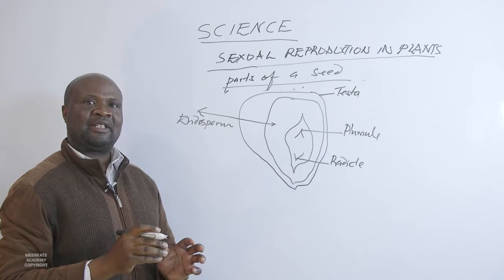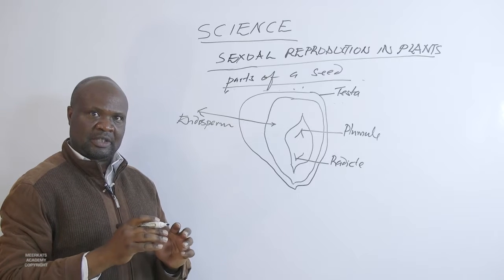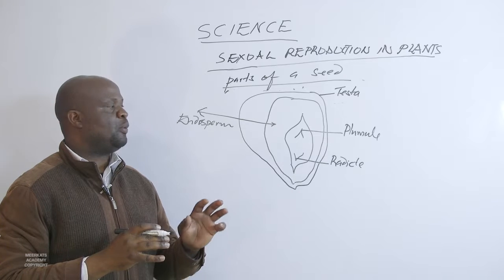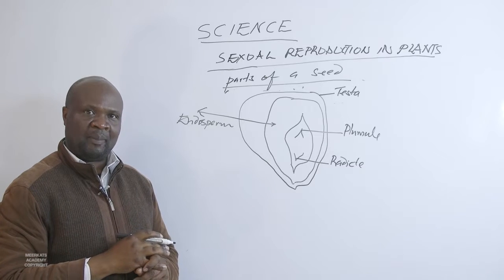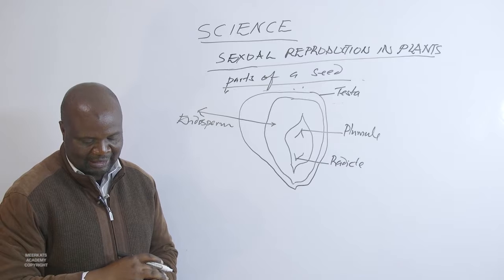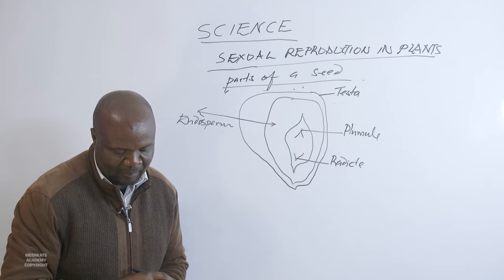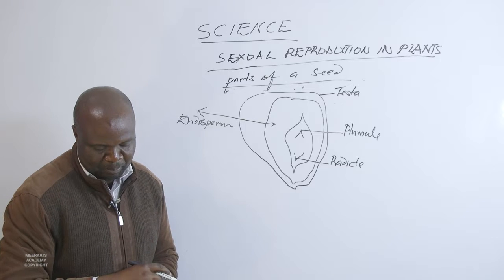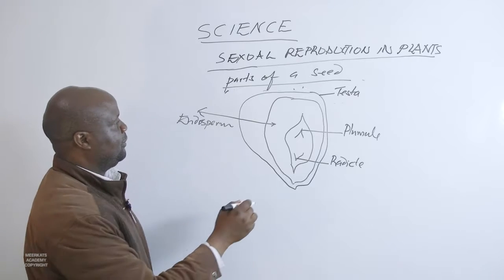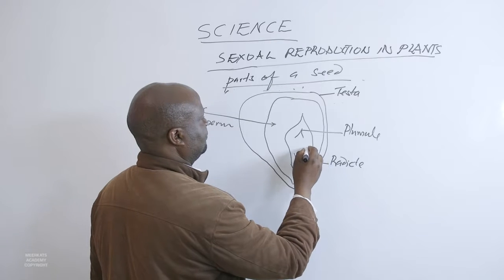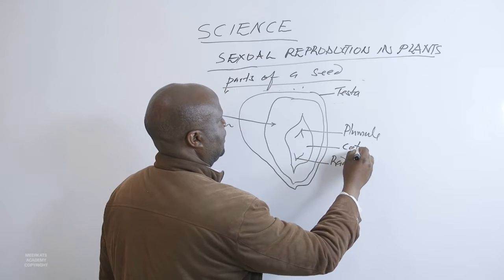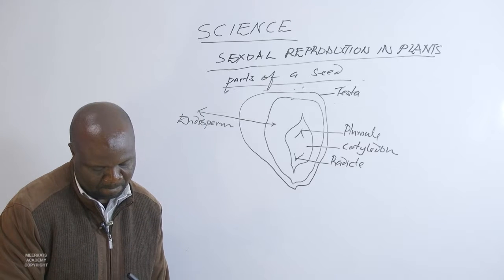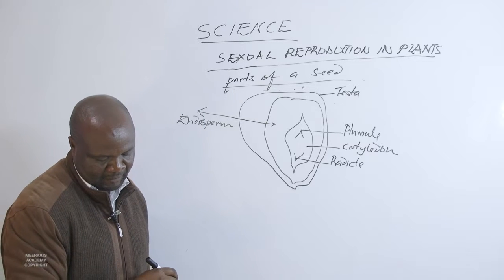The endosperm acts as a storage of food. This is the storage of food that will be able to support the germination of the plumule and the coming up of the shoot, that is the radicle. Then we have our cotyledon. The endosperm, plumule, cotyledon, and radicle.